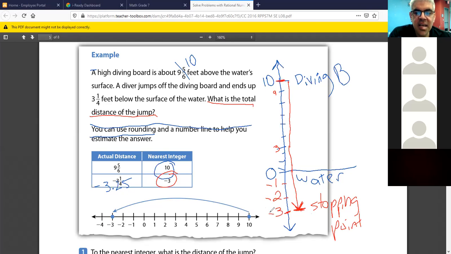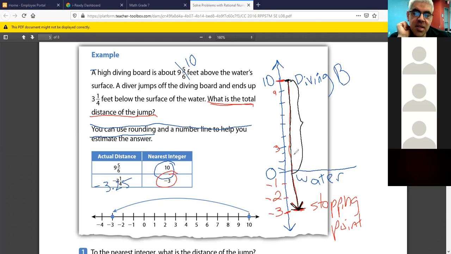So what they're asking is, what is the total distance of the jump? Which means if you start at 10 feet high and end up at 3 feet under, what is the length of this line? How many feet is this line? Well, I'll help you out. How many feet is from 0 to 10 or from 10 to 0? Let's do this segment first.